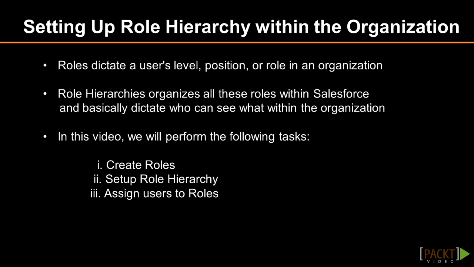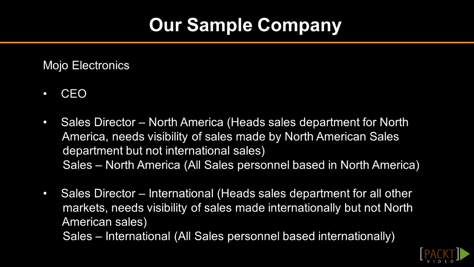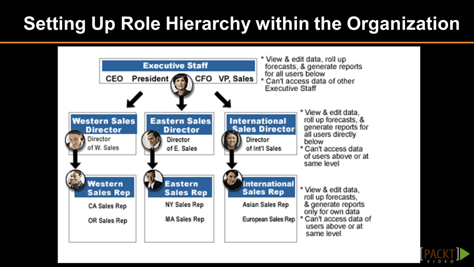Role hierarchies, meanwhile, organize all these roles within the Salesforce implementation of an organization and who can see what records within the organization. For our example, we would want sales directors to be able to see records created by salespersons. In turn, we'd want the CEO to see data visible to all sales directors. In order to do this, we can create 5 roles. First, we have the CEO role, which is already created for us. Sales Director for North America, Sales Director for International Sales, North America Sales, and International Sales.